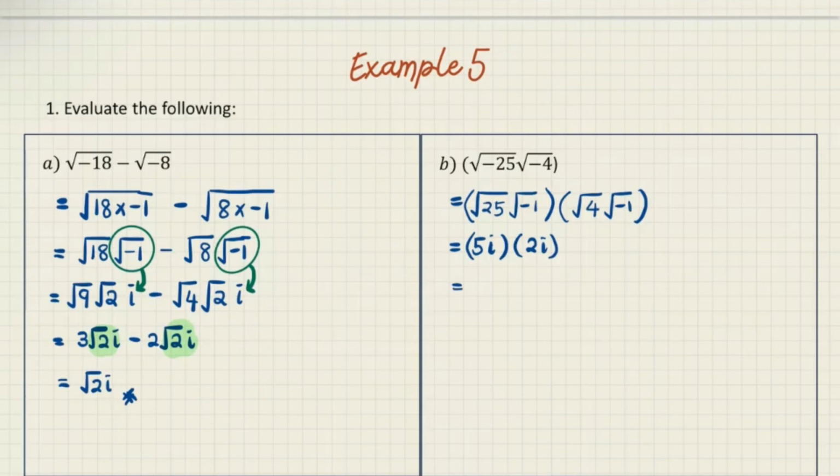So combining both, 5 multiplied by 2 is 10. i multiplied by i is i squared. Dan kita dah tengok dah tadi properties untuk i squared. i squared is equals to negative 1. So therefore the final answer is negative 10. Okay. So ini adalah cara lah.